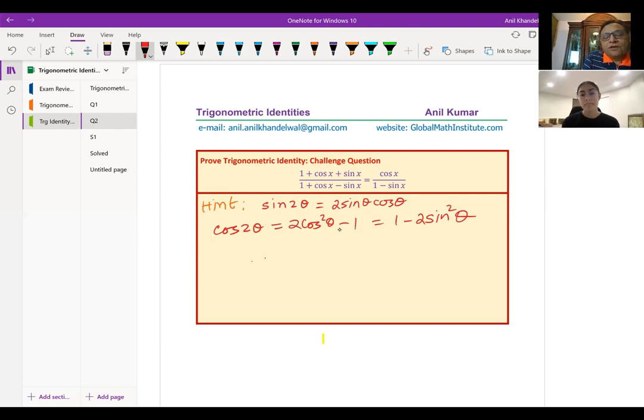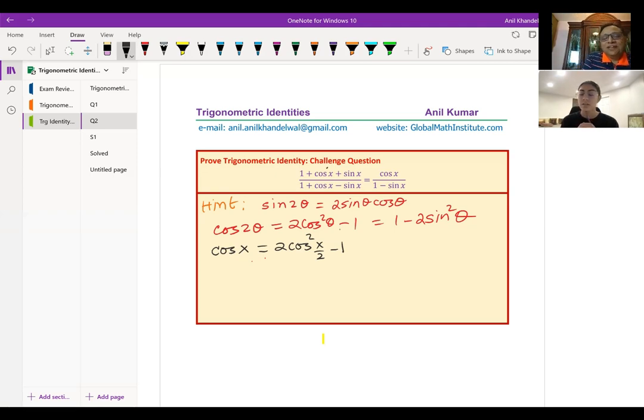Now, remember this cos squared theta can be written in many different ways. Well, we are interested in x, so let me rewrite this in a different way. So we can say cos of x is equal to 2 cos squared x by 2 minus 1, correct? So you could replace this cos with 2 cos squared x by 2 minus 1, and this 1 will get cancelled.